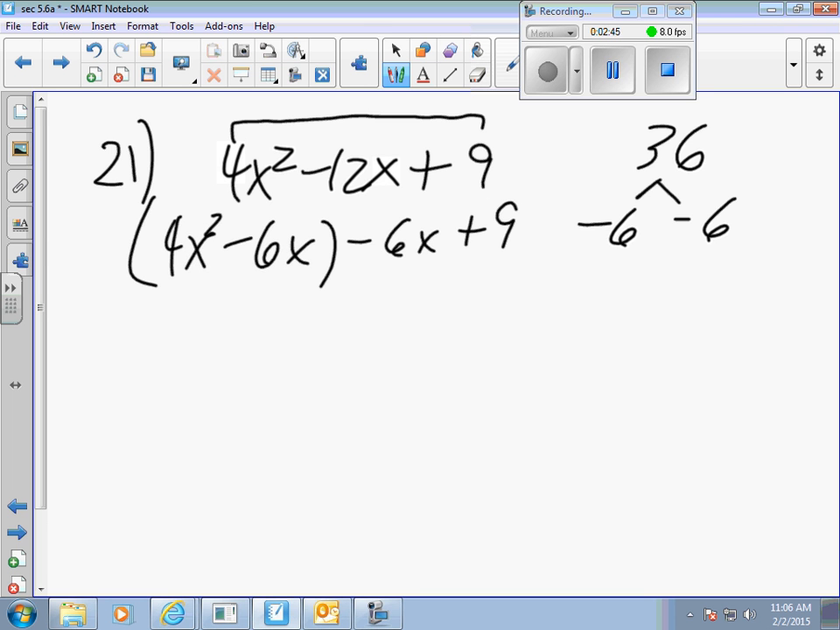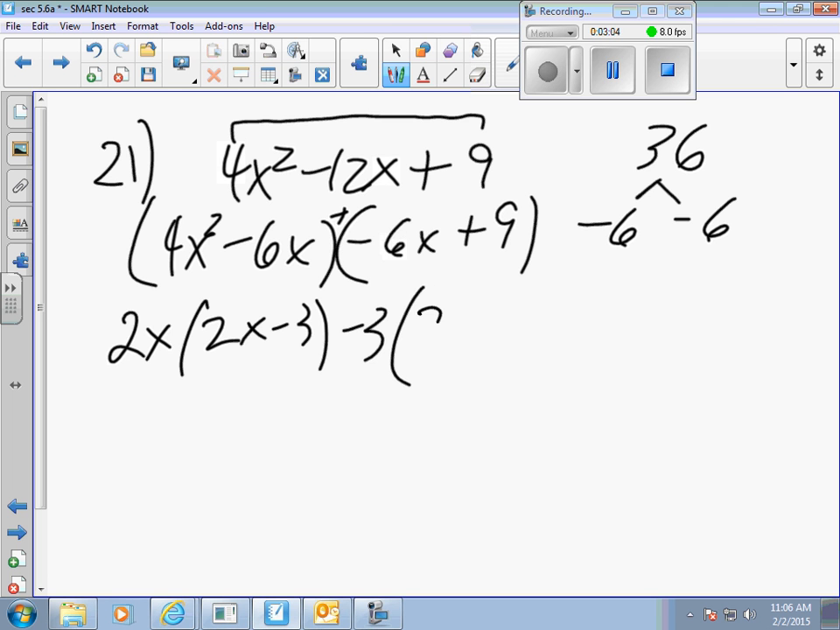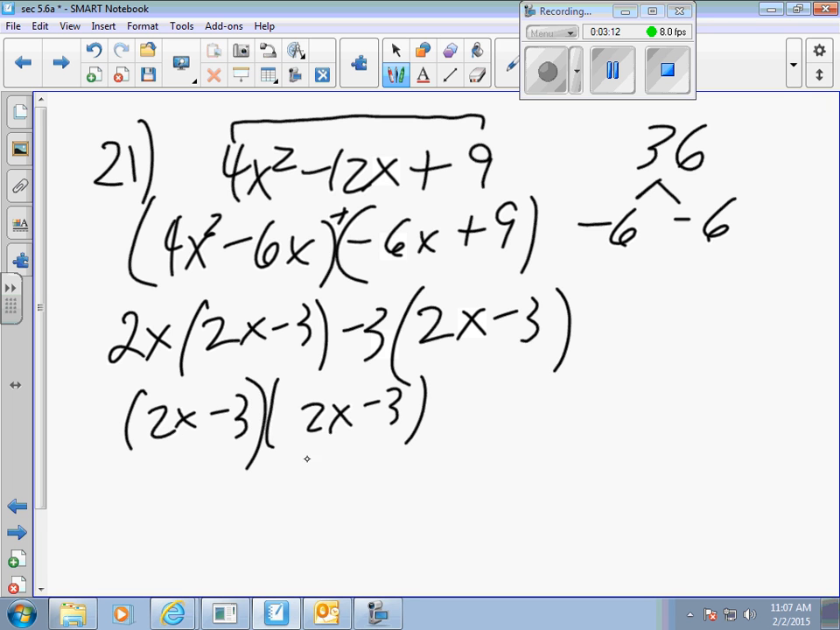Factor it by grouping. Remember to bring that negative in on that term. Put a plus between them. Greatest common factor is 2x, leaving me with 2x minus 3. Greatest common factor is a negative 3. Remember, 95% of the time, if your third term is negative, you're pulling it out. And I get 2x minus 3. Rewriting, I get 2x minus 3 times 2x minus 3. Notice that they're the same. So to write it more simply, we would write 2x minus 3 squared, because there are two factors of 2x minus 3. And let's look at number 22.